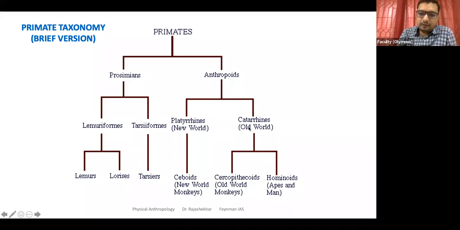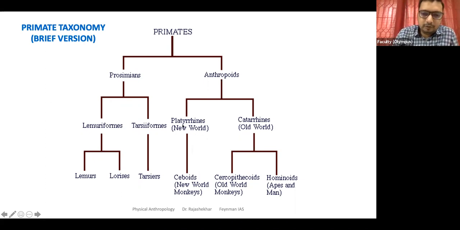They originated in Africa, for example. What we believe is that these are originated in Africa. So these countries, Africa, Asia, these are called as Old World, and New World is Americas. So monkeys that are found in the New World in Americas are called platyrrhines, and those that are actually found in Africa, Asia, etc. are catarrhines.